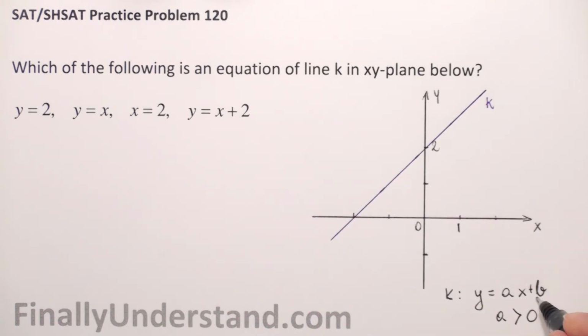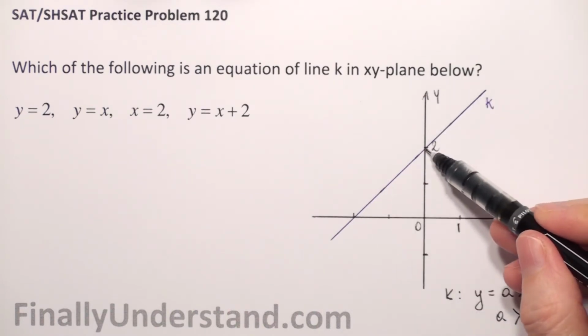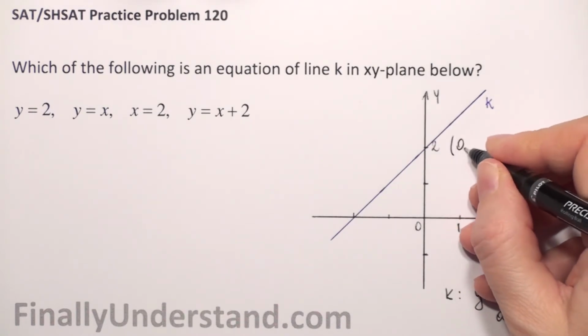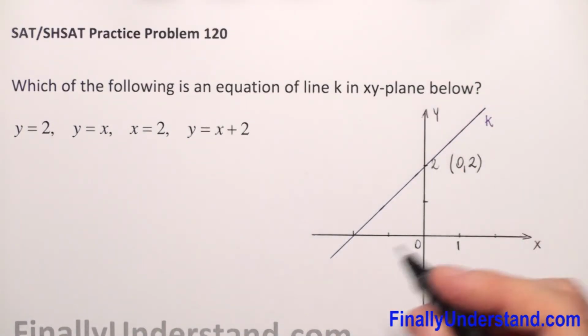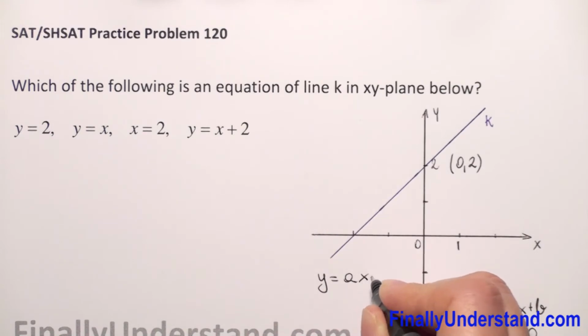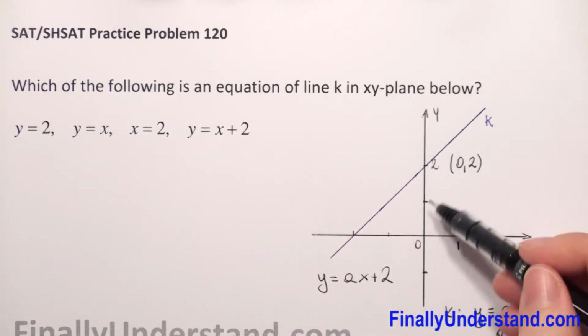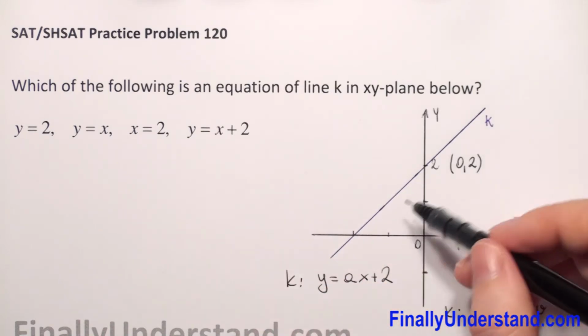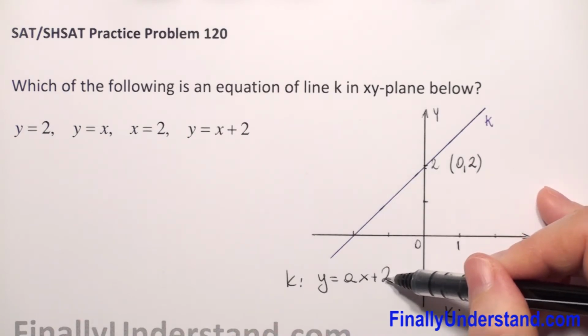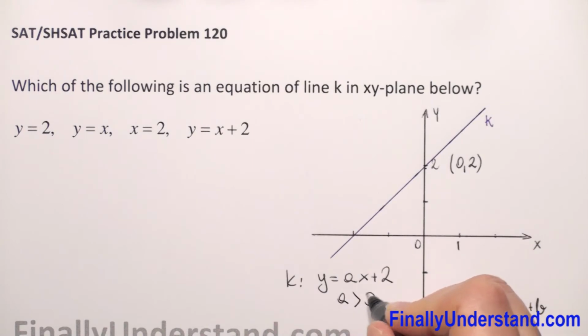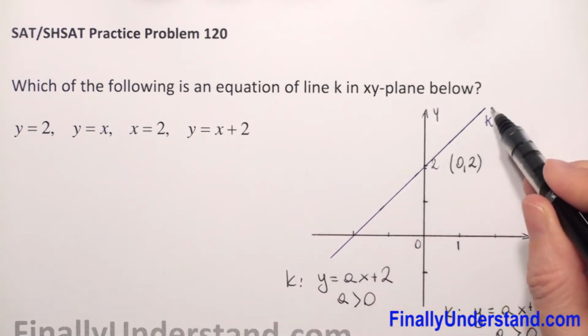What else can we say? B is the y-intercept. In our xy plane, we see that line K intercepts the y-axis at point (0, 2). So we have that B is equal to 2. We can write that our line is y equals ax plus 2, because our line K intercepts the y-axis at point (0, 2). That's why we have plus 2. And like I said, A must be positive because our function is going up.